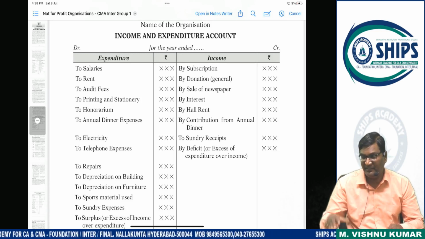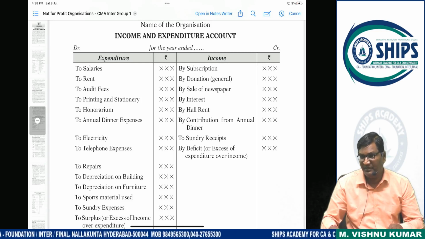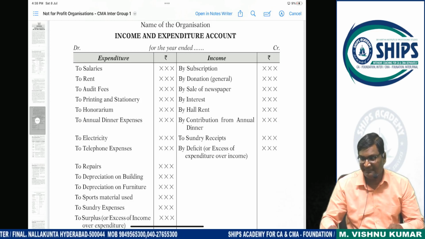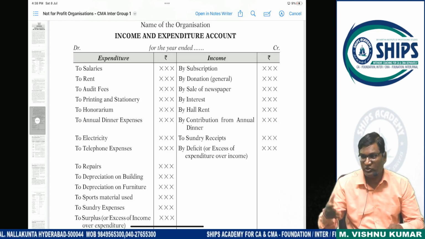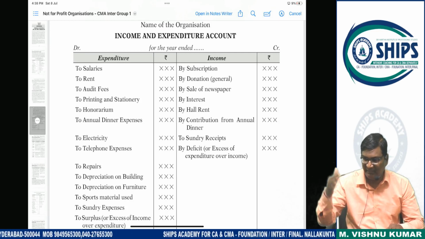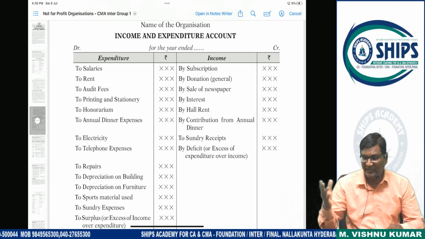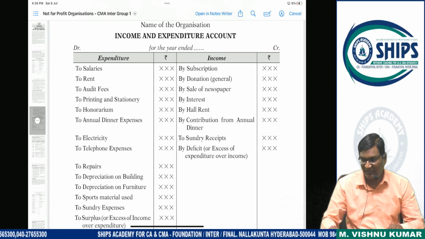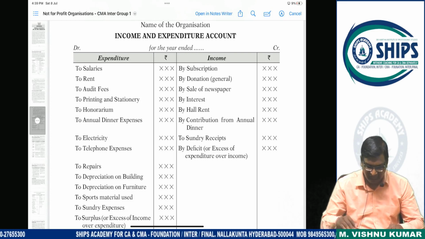Under expenditures, rent, salary, printing, postage, stationery, depreciation, honorarium, loss on sale of assets. Profit will be on the credit side, and these are the debit side expenses. So credit minus debit, incomes minus expenses, surplus will come. Or if expenditure is more than income, a deficit will come.